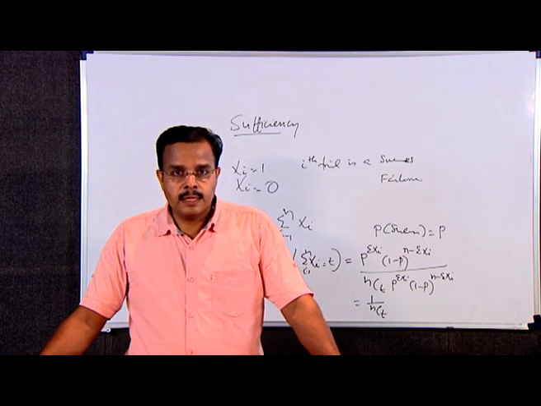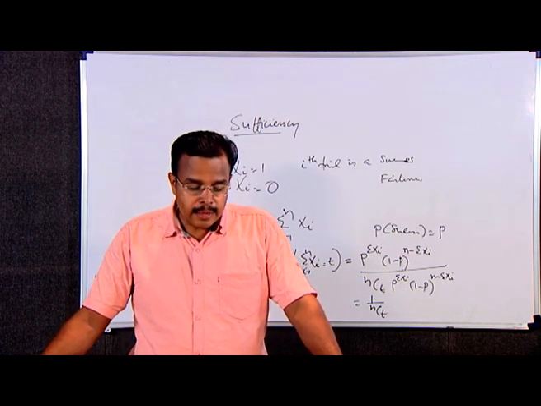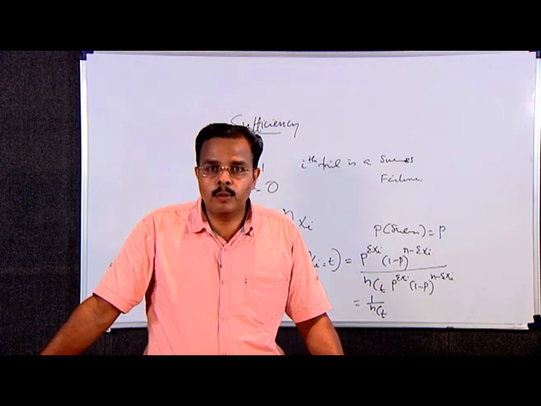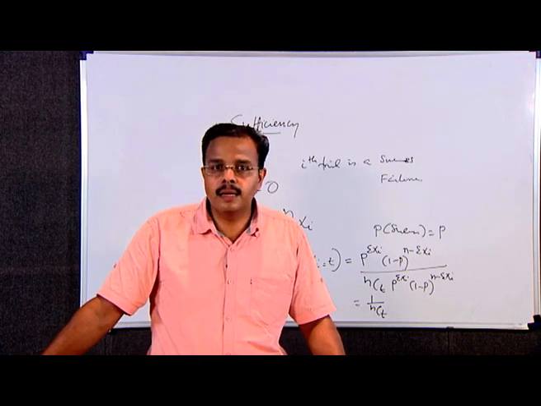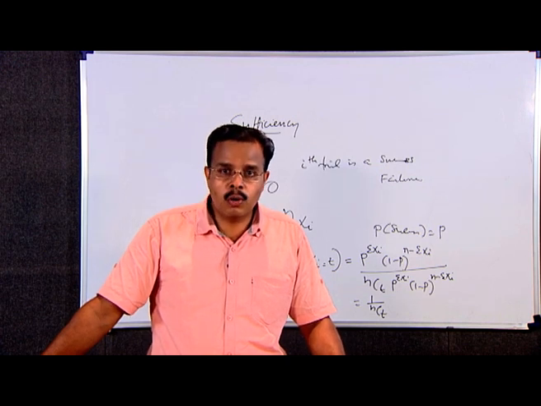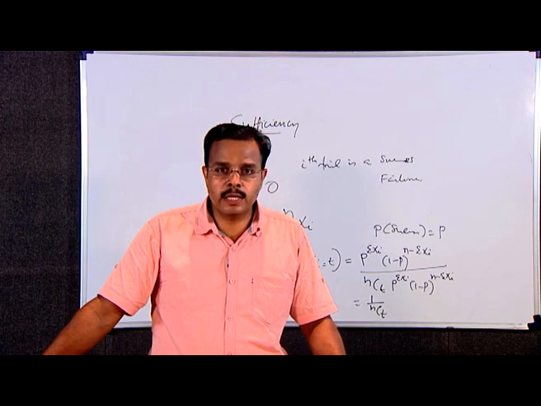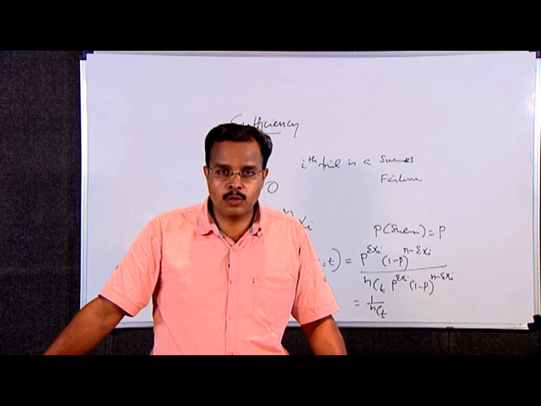The Fisher-Neyman factorization theorem gives the condition for sufficiency. Let x1, x2, etc. xn be a random sample from a population with the PMF or PDF f of x, theta. Then the joint PMF or PDF of the sample, usually called the likelihood of the sample, is L of x1, x2, etc. xn, theta, that is equal to f of x1, theta into f of x2, theta, etc. into f of xn, theta.